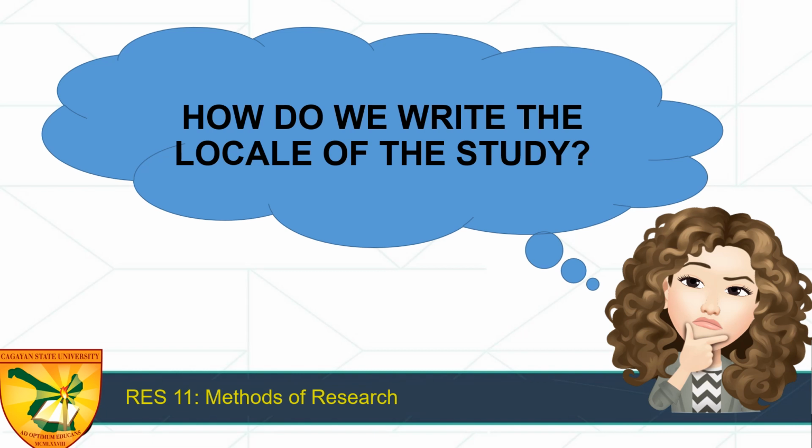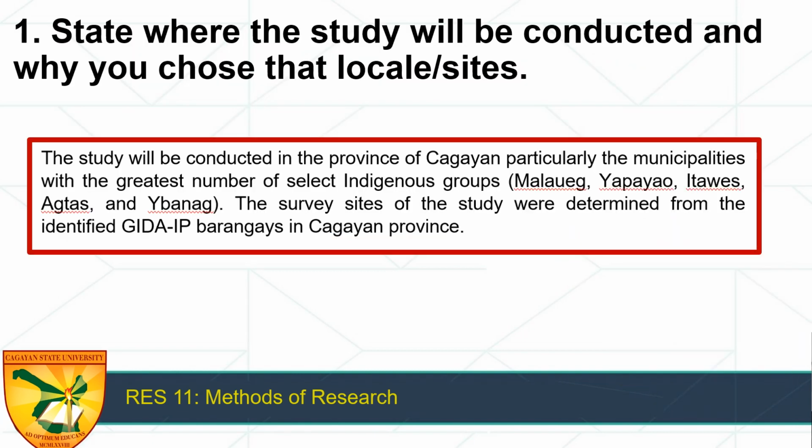How do we write the locale of the study? Just like writing your research design, it is easy to write your locale of the study. First, you state where the study will be conducted and why you chose that locale or site or setting. For example, the study will be conducted in the province of Cagayan, particularly the municipalities with the greatest number of select indigenous groups, your Malaweg, Yabayaw, Itawes, Agdas, and Ibanag, and the survey sites of the study were determined from the identified GIDA IP barangays in Cagayan province. So you just stated where the study will be conducted and why that site or locale.